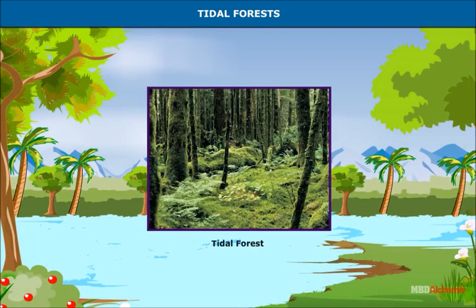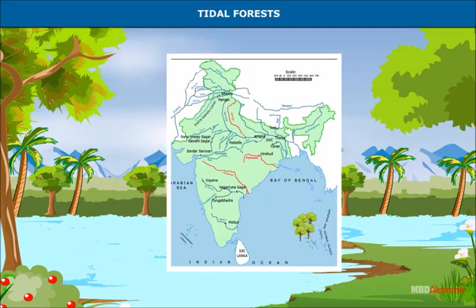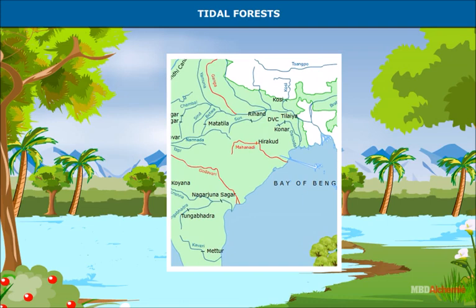Tidal forests. These are mangrove forests. They are called Sundarbans in West Bengal. This name is derived from the Sundari trees that are found in abundance in these forests. Sundari trees provide durable wood, which is good for making boats. Mangrove trees can survive in both fresh and salt water. Besides West Bengal, these forests are also found in the delta regions of Ganga, Mahanadi, Godavari, Krishna, and Kaveri.